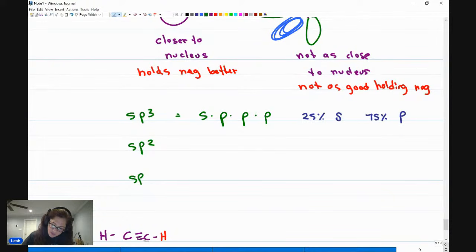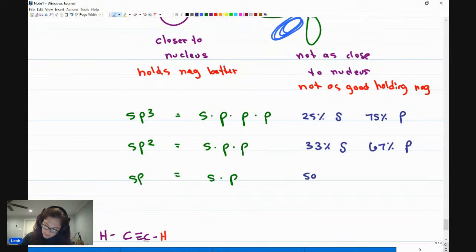If you look at an sp2 hybrid, that's S, P, and P, that means your S is a third. 33% S, and 67 or 66.66% P. And finally, if we're looking at sp, that's just S and P, which means I have 50% S and 50% P.